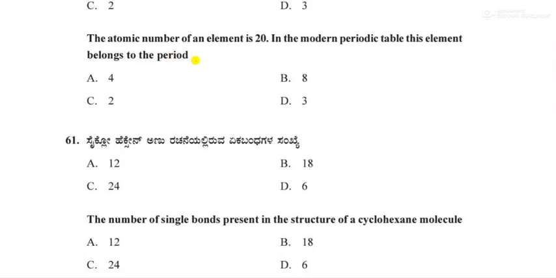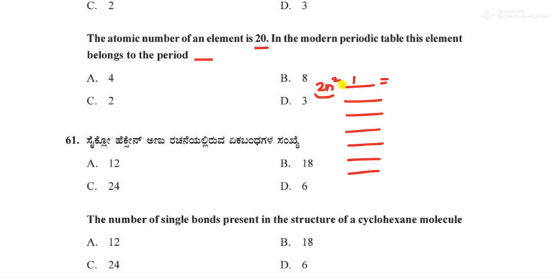Yes. The atomic number of an element is 20. In the modern periodic table, this element belongs to which period? So we have 7 periods, right? 1, 2, 3, 4, 5, 6, 7 and 18 columns. You have to remember this formula, 2n square. For period number 1, the total number of atoms with atomic number that can be in this period is given by 2n square. If you remember this formula 2n square, it is the number of electrons in a shell.